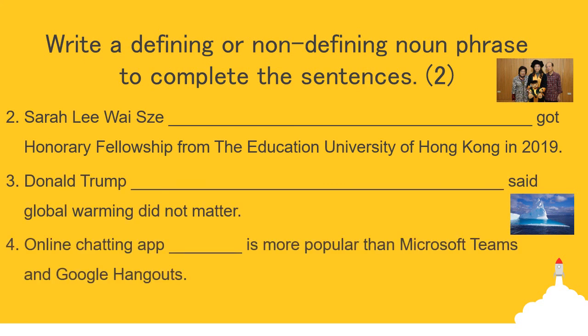Here are three more sentences for you to try and decide whether you should write a defining or a non-defining noun phrase. Number two, Sarah Lee YC got honorary fellowship from the Education University of Hong Kong in 2019. Number three, Donald Trump said global warming did not matter. And number four, online chatting app is more popular than Microsoft Teams and Google Hangouts. You only have 2 minutes to write your answers. You may now start.